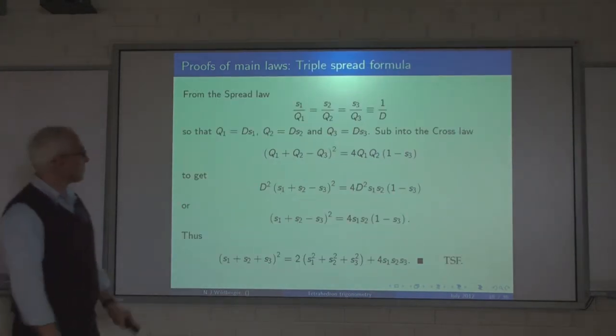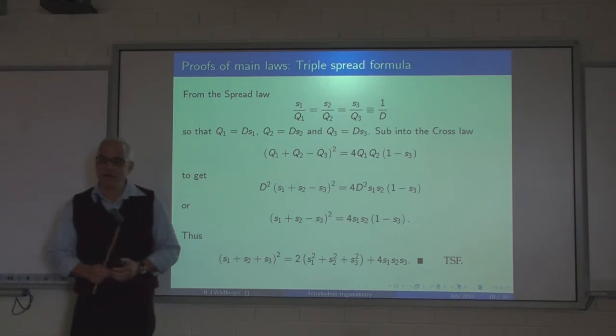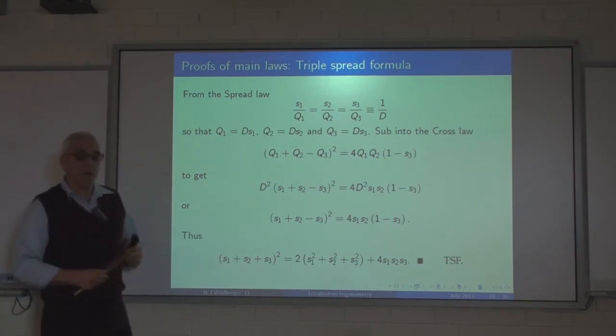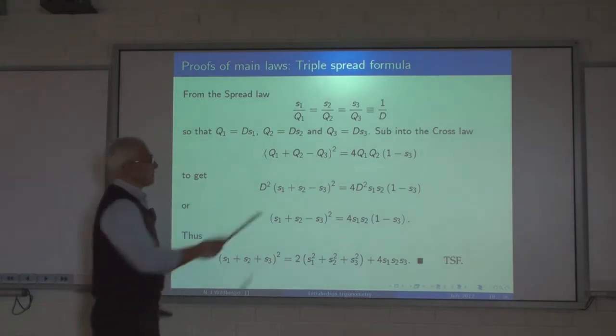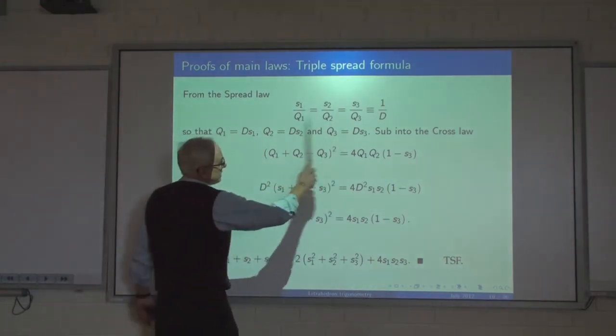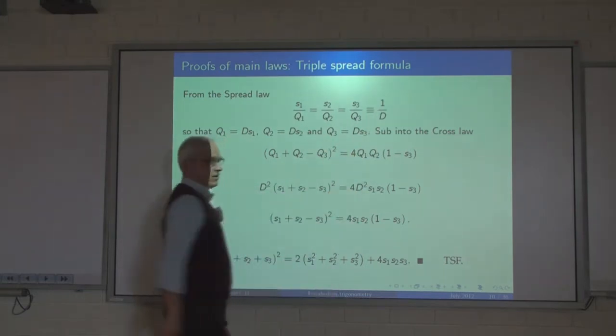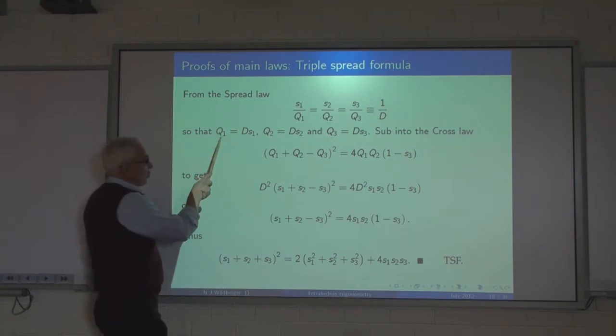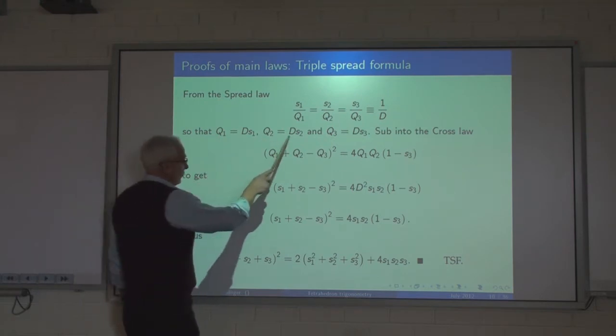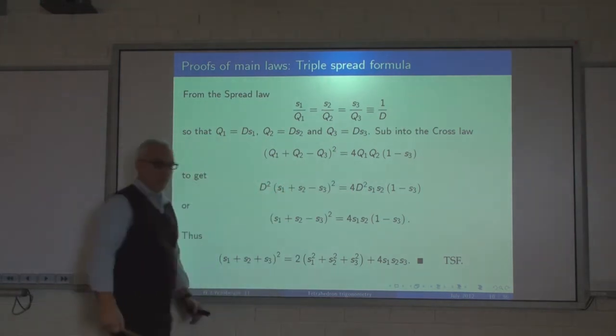Okay. And our third main law, the triple spread formula. How are we going to prove that? We're going to combine the cross law and the spread law. There's the spread law that we just proved. We're going to set this common ratio equal to 1 over d. We don't care what 1 over d is, but whatever it is, it tells us that Q1 is equal to dS1, Q2 equals dS2, and Q3 equals dS3.